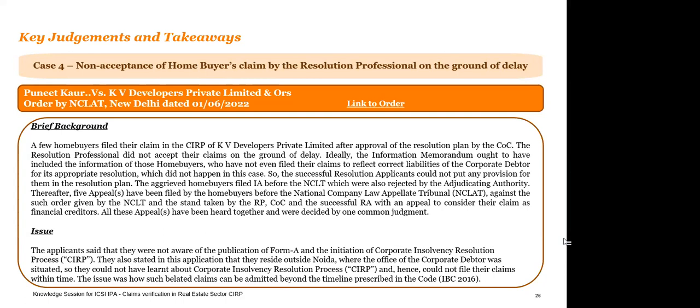We also discussed before that we see a large number of allottees who actually live outside. They don't get information about the insolvency, and that is why they can't file their claim. So they also stated in their application that they reside outside Noida, so they could not have learned about the CIRP, and hence could not file their claims within the time. Now in this situation, the resolution plan was already passed. So how to deal with these claims if we have to take them?